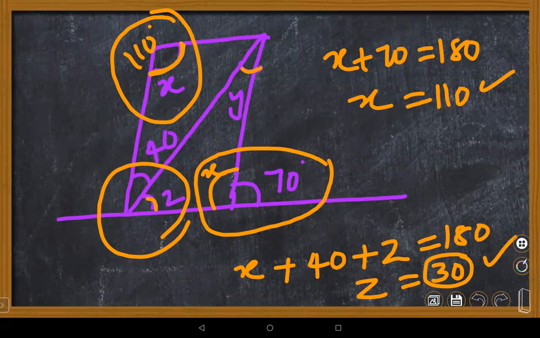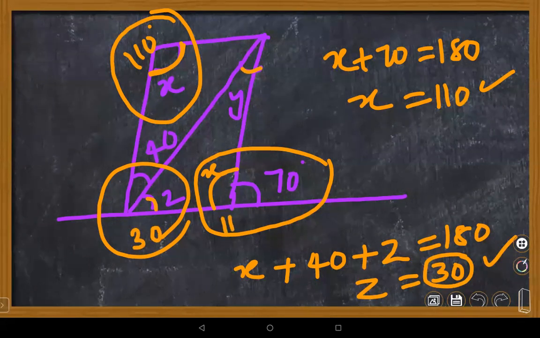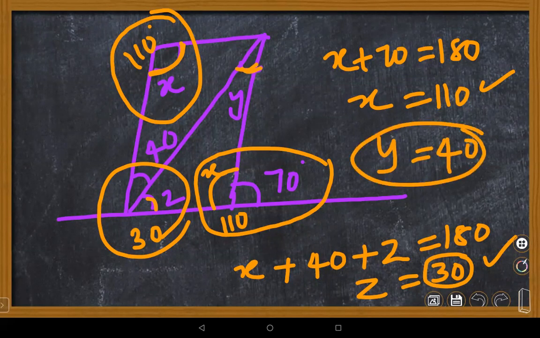So this, ma'am, is the angle sum. This is 40, right? Yeah, this is 30. This is 110. This is the question mark. So 40, like that the Y value we are getting as 40. Any doubt till here, please?